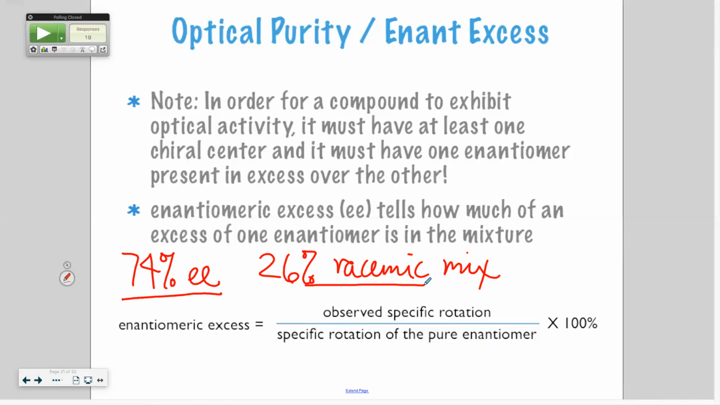So if it was plus 10 degrees, how much do you have total of that one enantiomer in your vial? You have 74 plus 13, so you have 87% of R. I don't remember what the plus one was. Was it R or S? You'll have it right there. It's R. So you would have 87% R and 13% S.